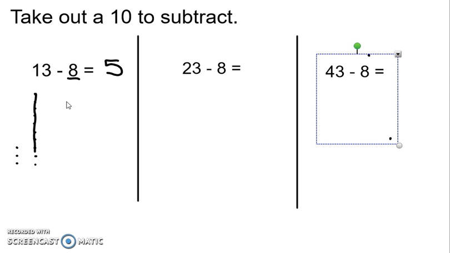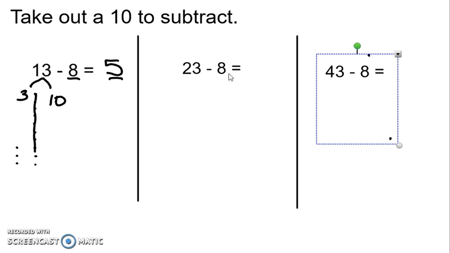If I were going to use a number bond, again, I'm taking out a 10, which left me with this 3. And then you subtract the 10 minus the 8, which we did, which left you with 2 left, and then I put my 3 and my 2 together to get my 5. Let's look at the next problem.